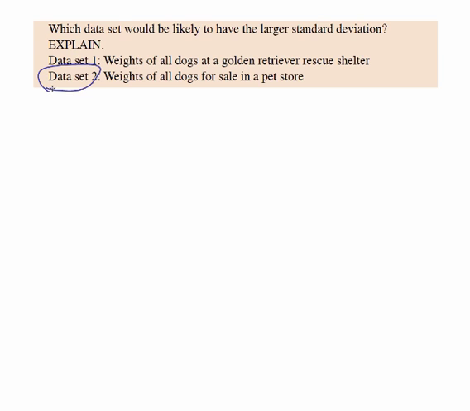On the other hand, all the dogs at a golden retriever rescue shelter are all the same breed, and so they're likely to be close to each other in size. Since standard deviation measures variation in a population or in a sample, the larger standard deviation would go along with the data set that has more variation. That's data set 2.